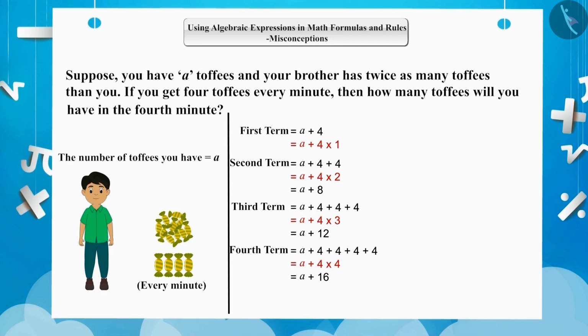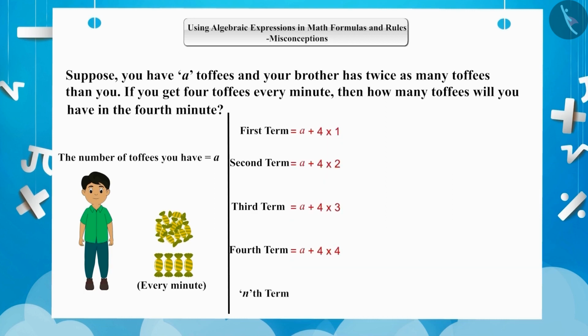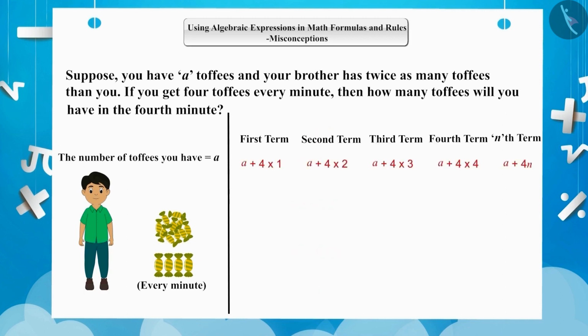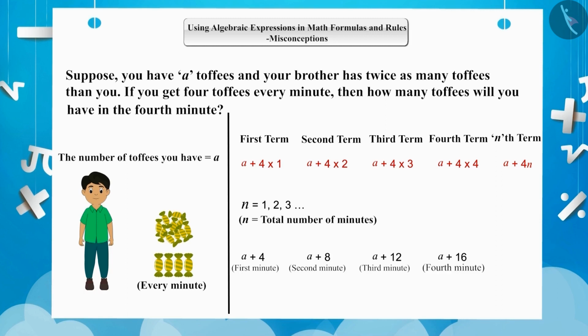So, the number of toffees you will have after the 4th minute is a plus 16. Thus, the nth term will be a plus 4n. So, we can say that after n minutes, the number of toffees you will have is a plus 4n. Here, n represents the total number of minutes. If you put the value of n in this expression as 1, 2, 3, etc., the number of toffees you get every minute can be calculated using the following pattern: a plus 4, a plus 8, a plus 12, a plus 16, and like this, a plus 4n.